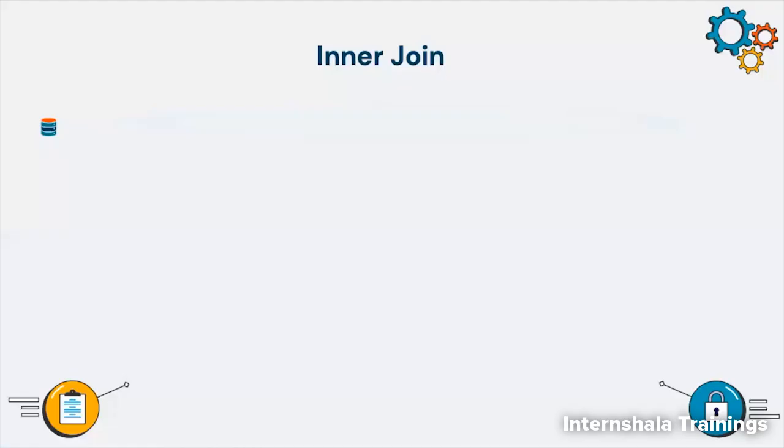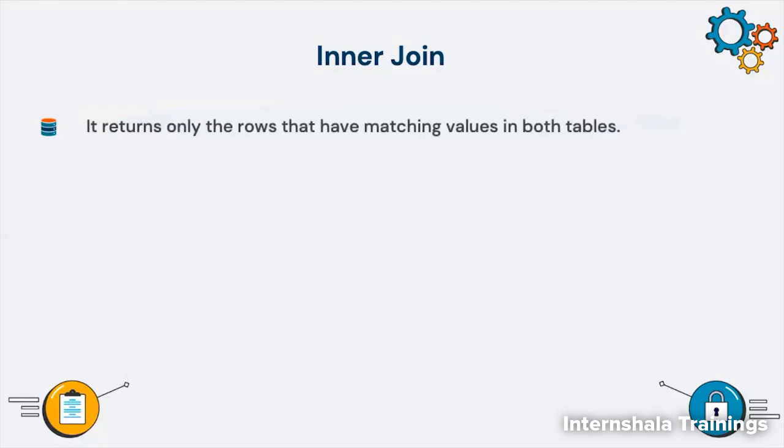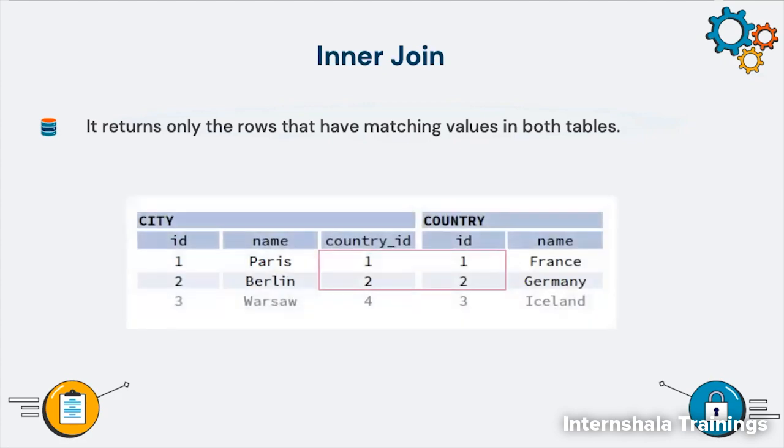The first join is inner join. It returns only the rows that have matching values in both the tables. Say for example, we have two tables, the city table and the country table, and we have respective columns in both these tables. Now here, if I want to merge both these tables, I want to find out which is the primary key. So here I can see that country ID and ID is the primary key through which we can merge both these tables.